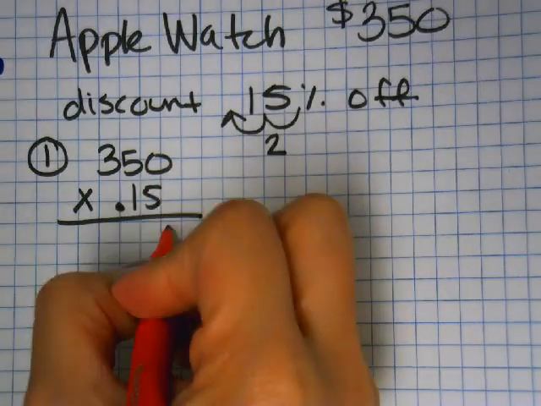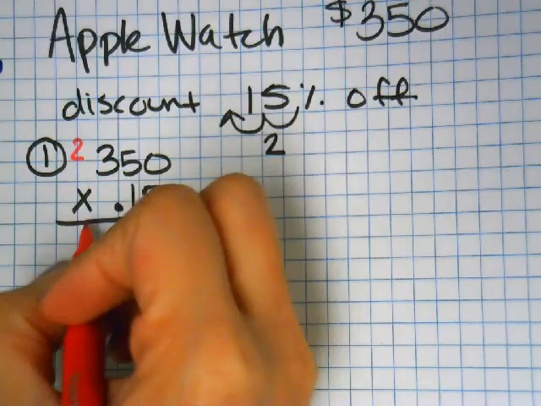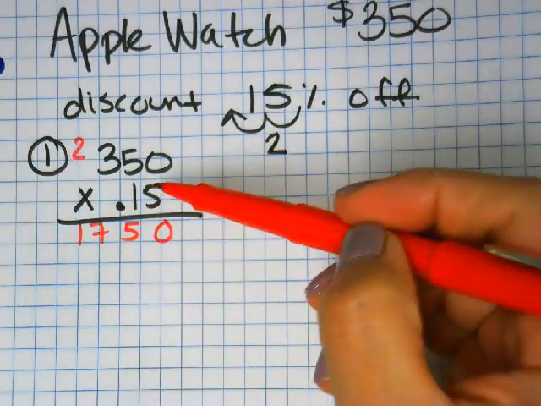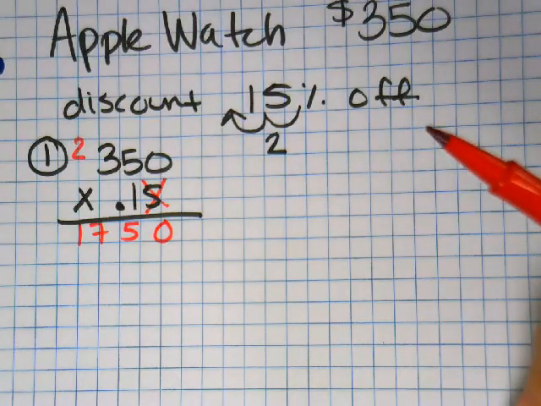5 times 0 is 0. 5 times 5 is 25. Carry the 2. 5 times 3 is 15 plus 2 is 17. That's everything multiplied by the 5. So I'm done multiplying by 5. Now what's the next step I have to do?